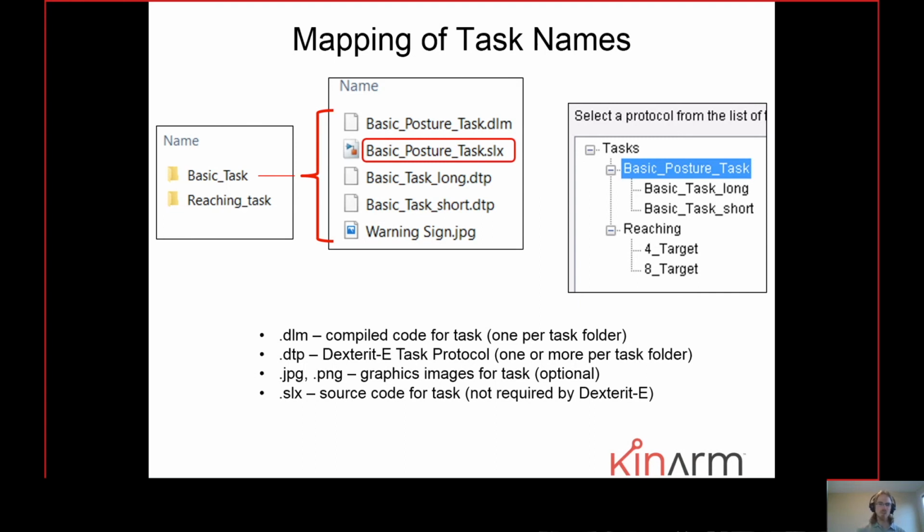And it's pretty common in here to put the .slx file, so that's the actual model. We don't use it in Dexterity, but it can be useful to keep that information all together. That way, if something happens, you can find it easily. You'll know where it is. But we don't make use of it. It's not required to be there, but common practice to put it in there.